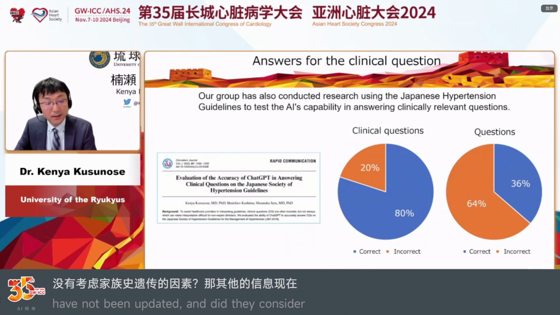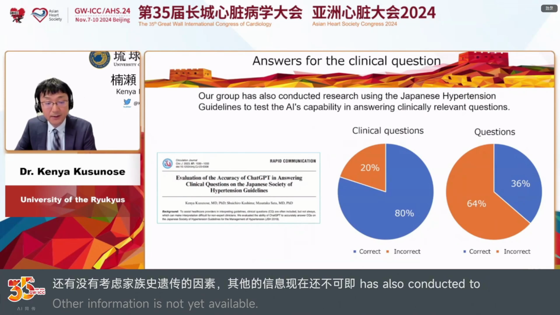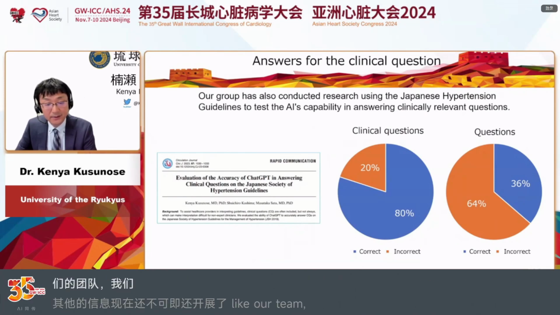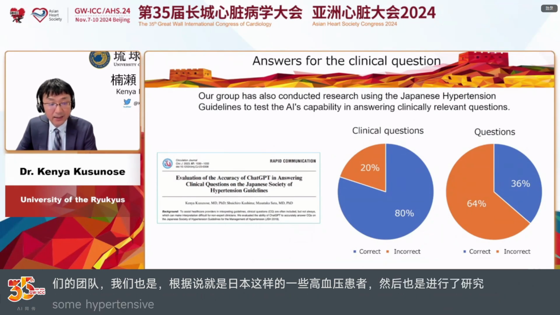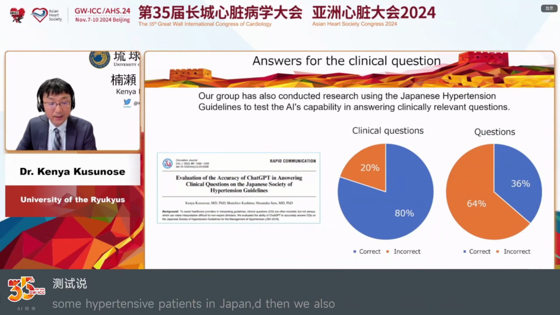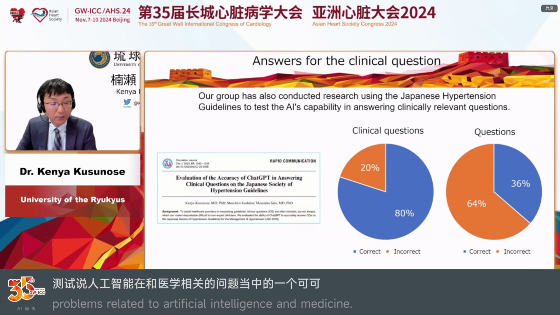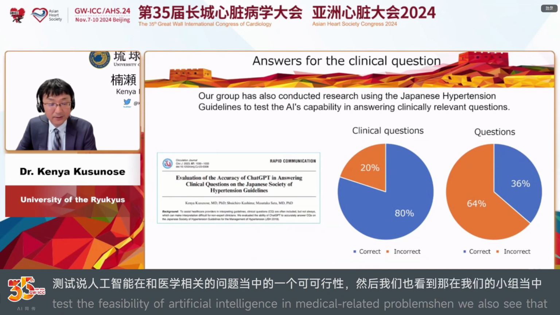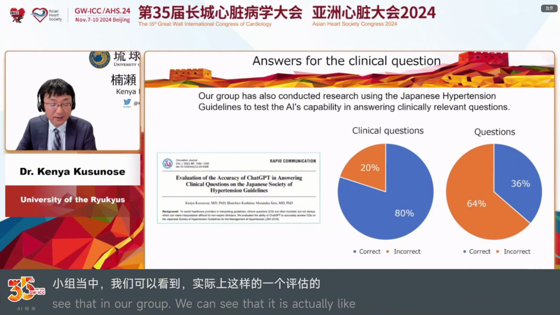Our group has also conducted research using the Japanese hypertension guidelines to test the AI's capability in answering clinically relevant questions. While the AI showed an 80% accuracy rate in answering clinical questions, it was less reliable when faced with questions not based on the Japanese experts' discussion. Thus, there are some limitations of ChatGPT.